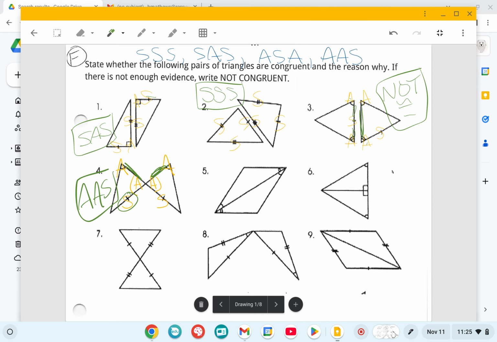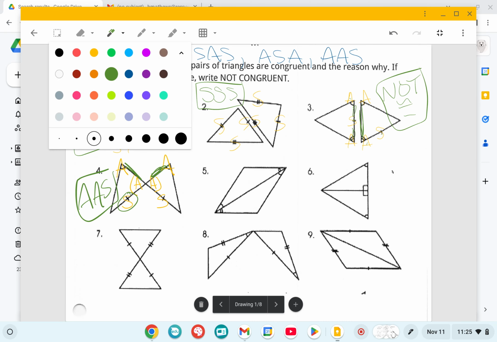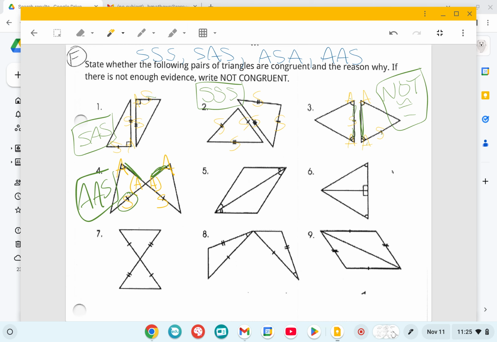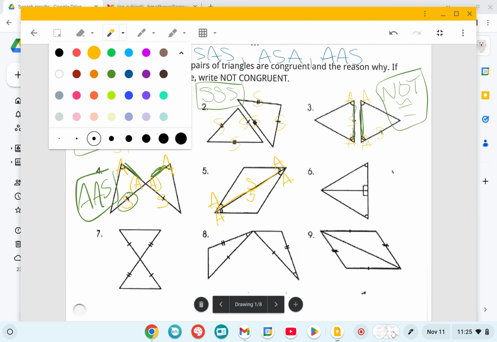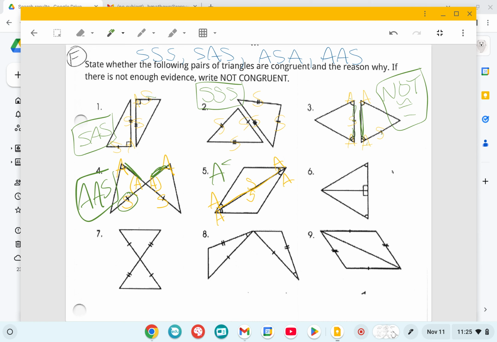Looking at number 5, again, more of the same. I'm looking at the different parts that match. I have a pair of angles here and here. I have a pair of angles here and here that match. And then because these share a side down the middle, that S counts for both triangles. And that one's very clearly angle, side, angle, because of the arrangement of those parts.